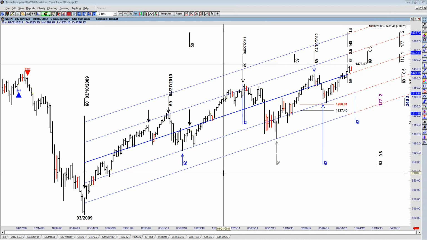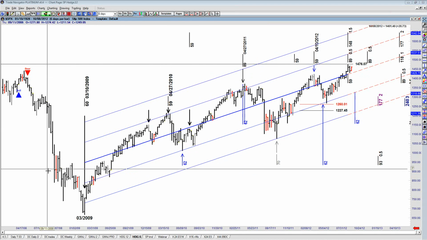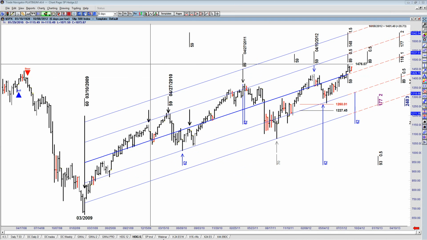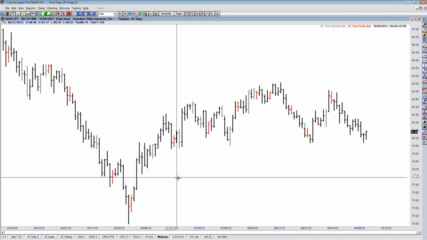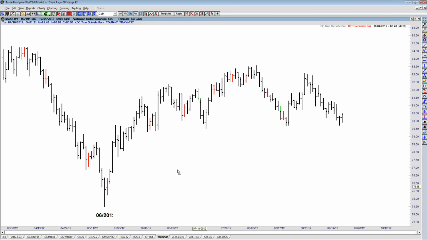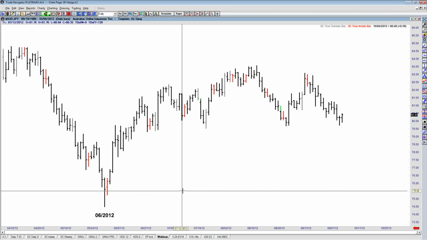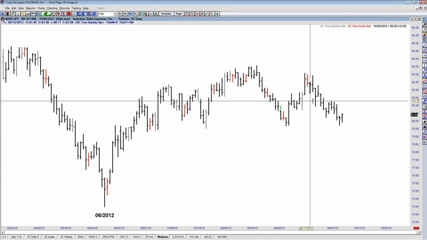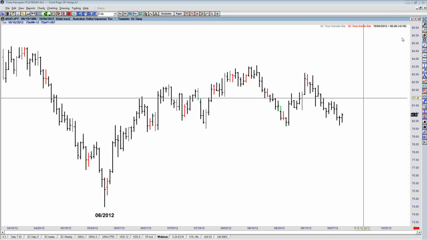Let's move on now and show you how to construct this thing, because there is a bit of technique in it. The next chart you're about to see is Aussie JPY. This is a Forex chart, and what I want to show you is over here on the right.